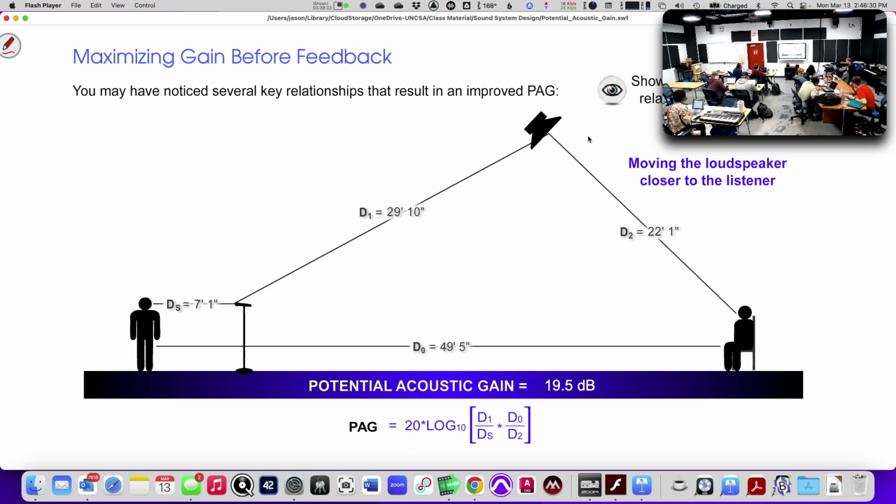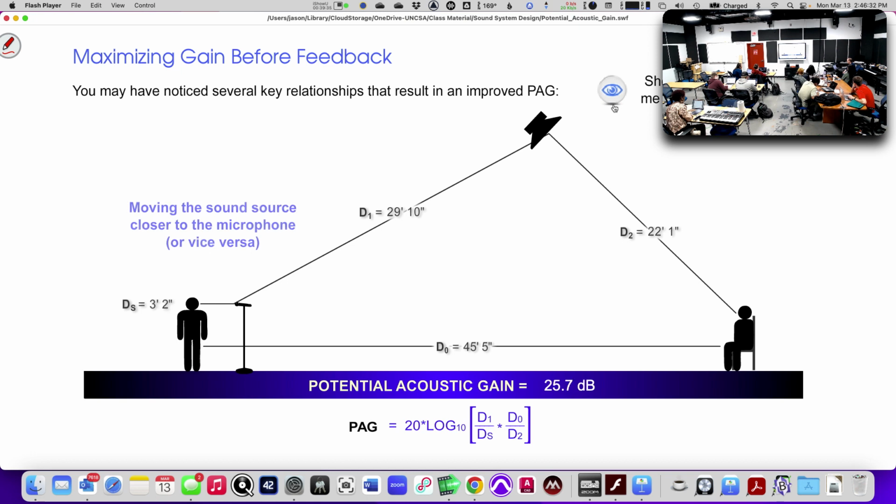Okay? And the last one is get the talker close to the microphone. The closer you can get to the microphone, the more gain you get. So if you're going to blame the actors about something, just blame them for their mic technique. Like if they're holding the microphone all the way out here or down at their belly button or something, that's something you can give them a hard time about.